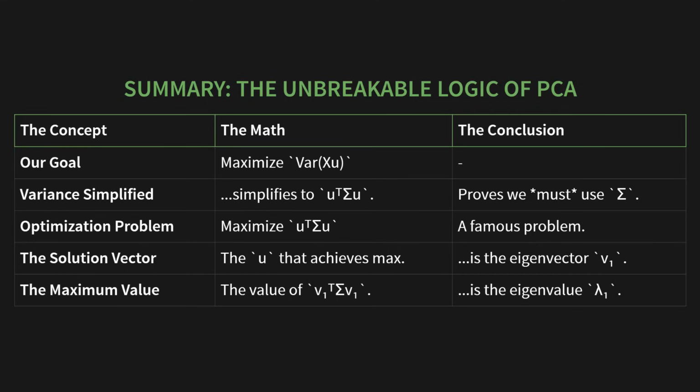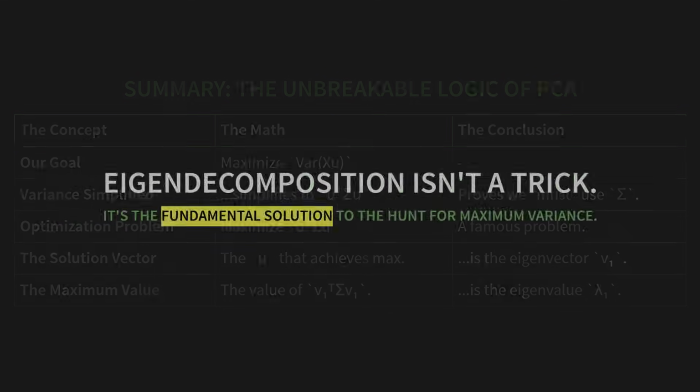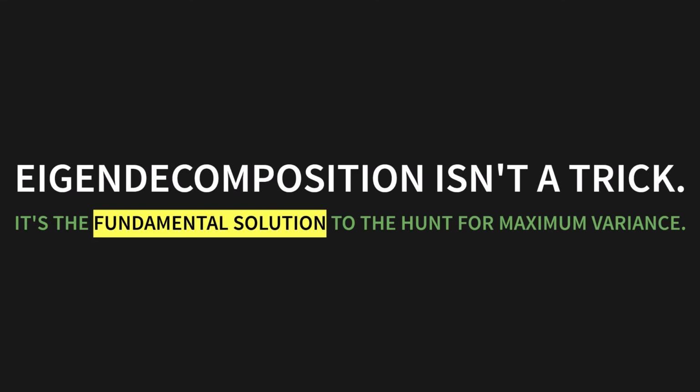This is a famous problem. The solution vector u that achieves this maximum is proven to be the eigenvector v1. And the maximum value itself? That's the value of v1 transpose sigma v1, which is proven to be the eigenvalue lambda 1. Eigendecomposition isn't a trick. It's not a clever hack. It is the fundamental solution to the hunt for maximum variance. You've done it. You've mastered the how and the deep why. You understand the covariance matrix, the eigenvectors, the entire elegant proof. But now, we step out of the textbook and into the real world.